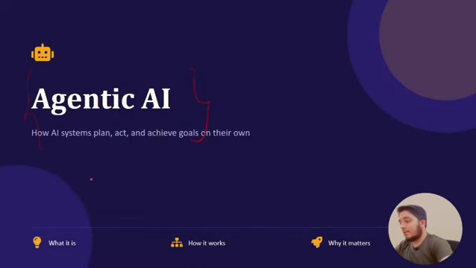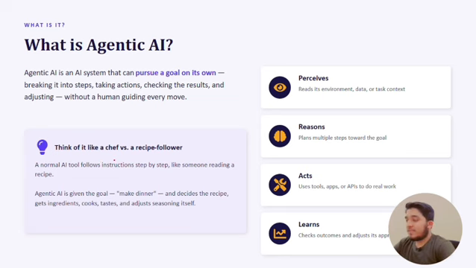Let's start our video. What is Agentic AI? So basically, Agentic AI is an AI system that can pursue a goal on its own and break it into further steps, and also can take actions, make results, and adjust it anywhere.